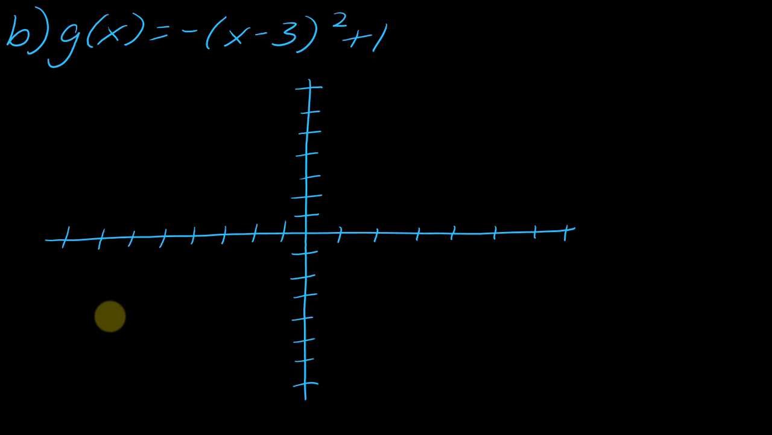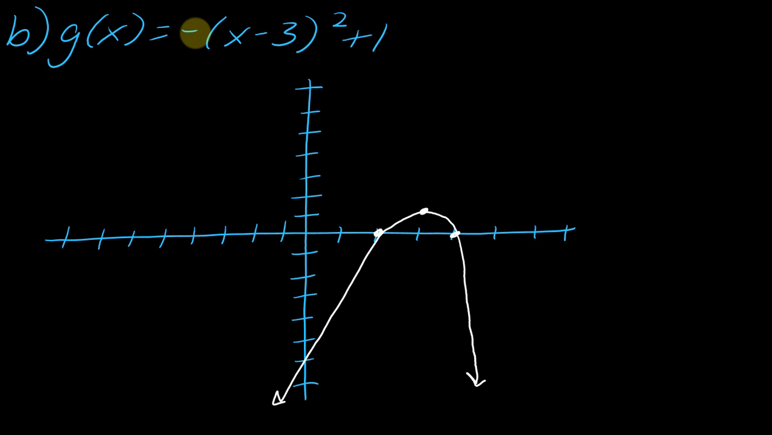And then for this other one, this one's going to go 3 to the right and 1 up. So I go 3 to the right, 1 up. Here's where my vertex will be. Then I go out 1 and down 1 in each direction. And so there we go. It's going to look like that. And it's down because there's a negative right here. So these should be things you're already comfortable with before you start this video.